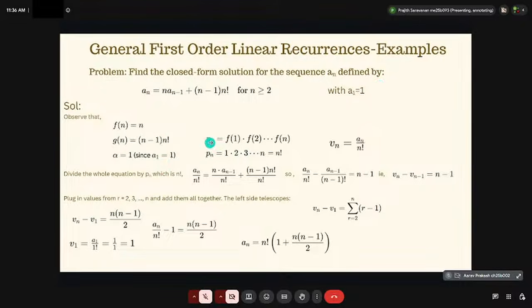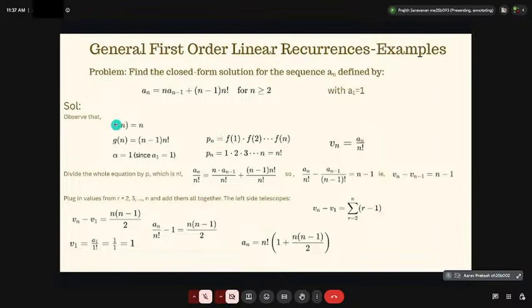Now Pn, I'm defining the thing called Pn. So Pn is the product from f of 1 to f of n. Why, you may ask? This is a very unique strategy. This is also a way to solve this. I'll go through the actual template of solving any general question in the next slide. But this is an example.